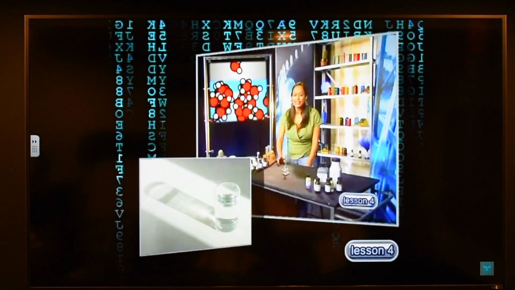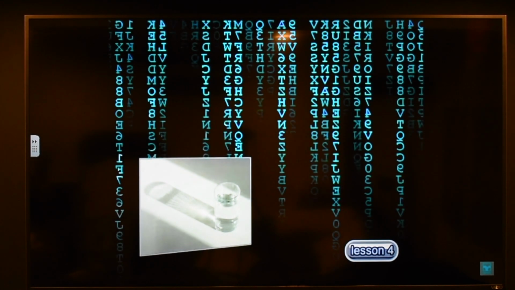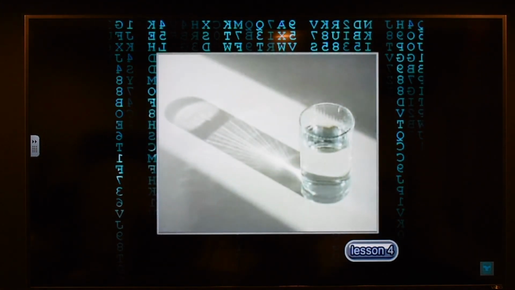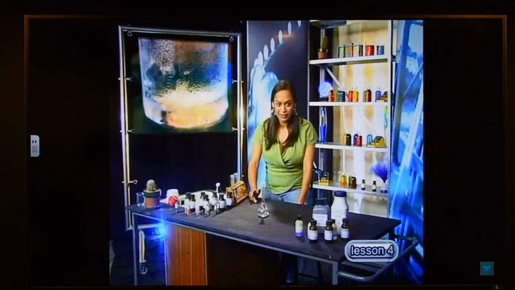You know that if we leave a glass of water out in the sun, the water will evaporate completely. We will see the water level dropping.